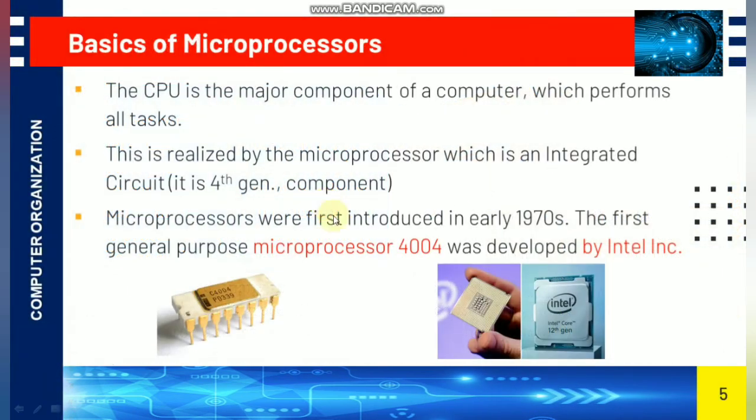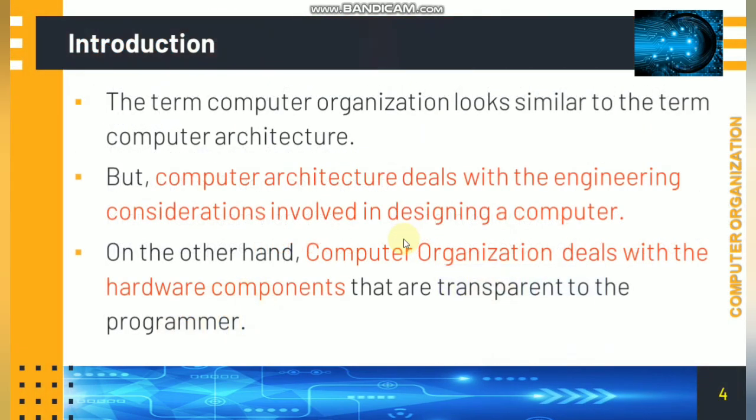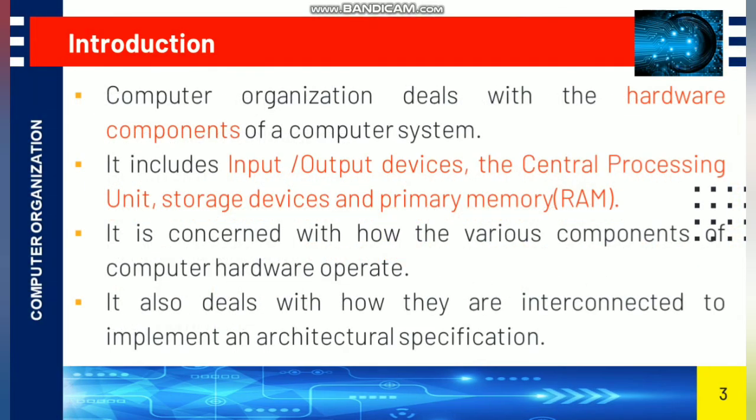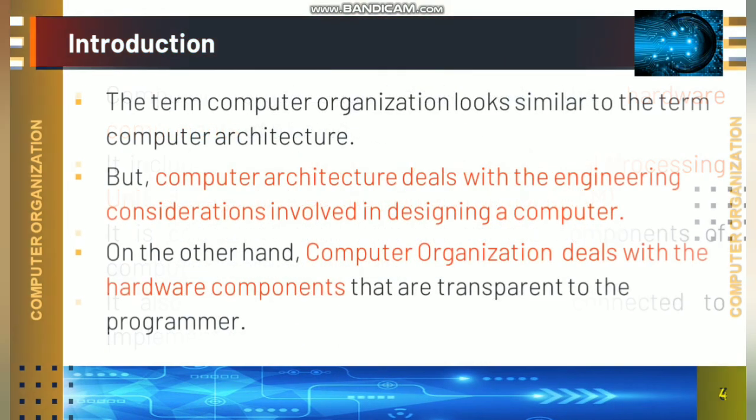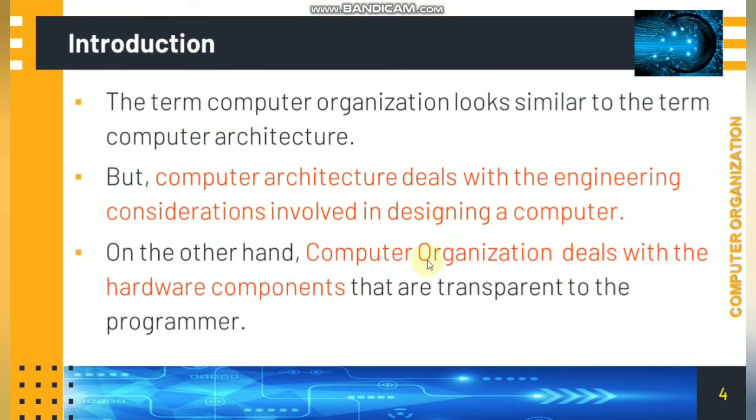Alright, then this will be asked as a 1-mark question: what is the first general purpose microprocessor? It is the microprocessor 4004. This is a 4-bit processor, and it was developed by the Intel company. And then you have the difference between computer architecture and computer organization. These two terms may look similar, but both are different. Architecture deals with the designing of a computer, and organization deals with the hardware components.